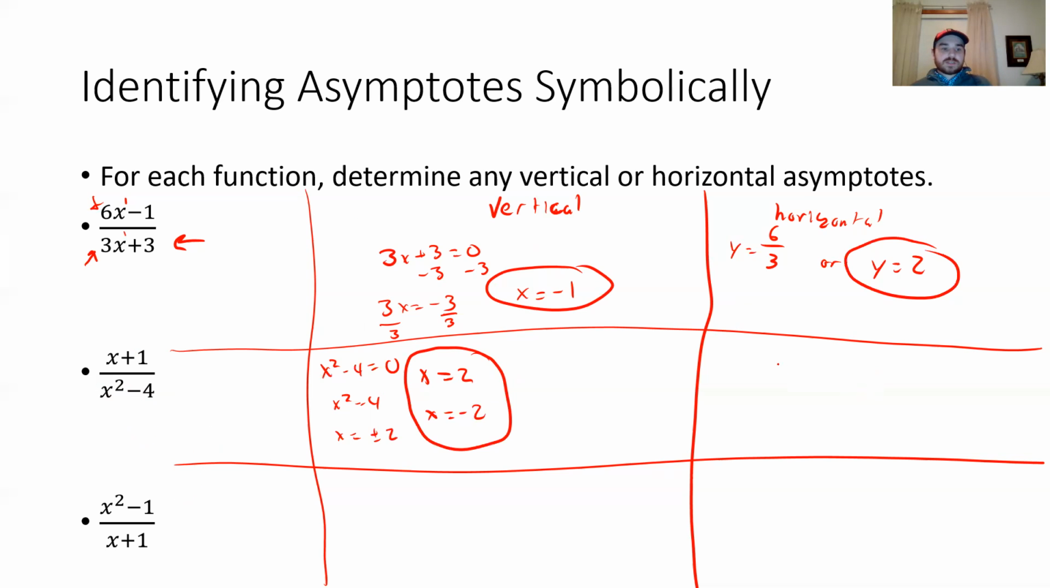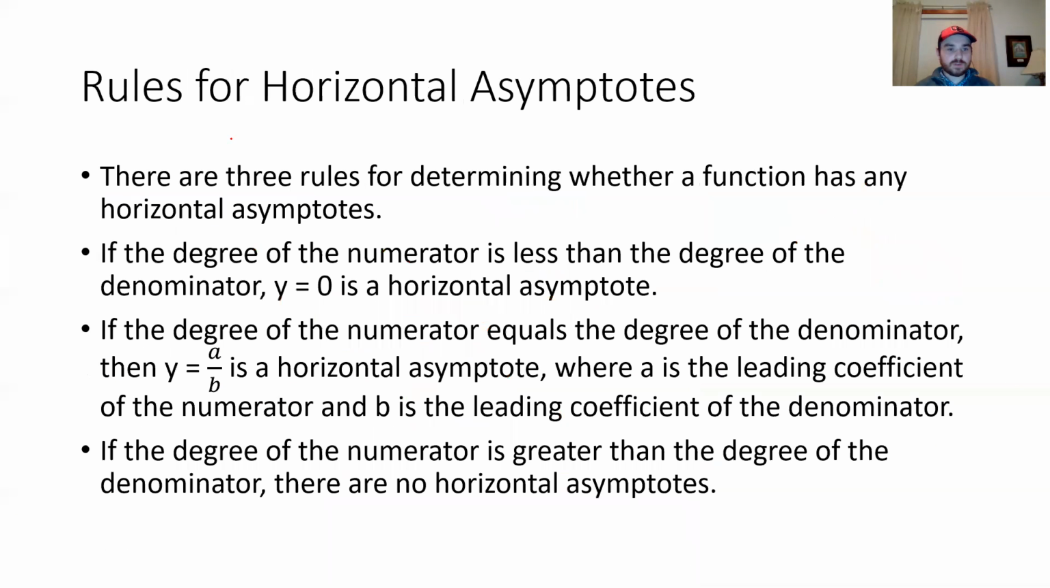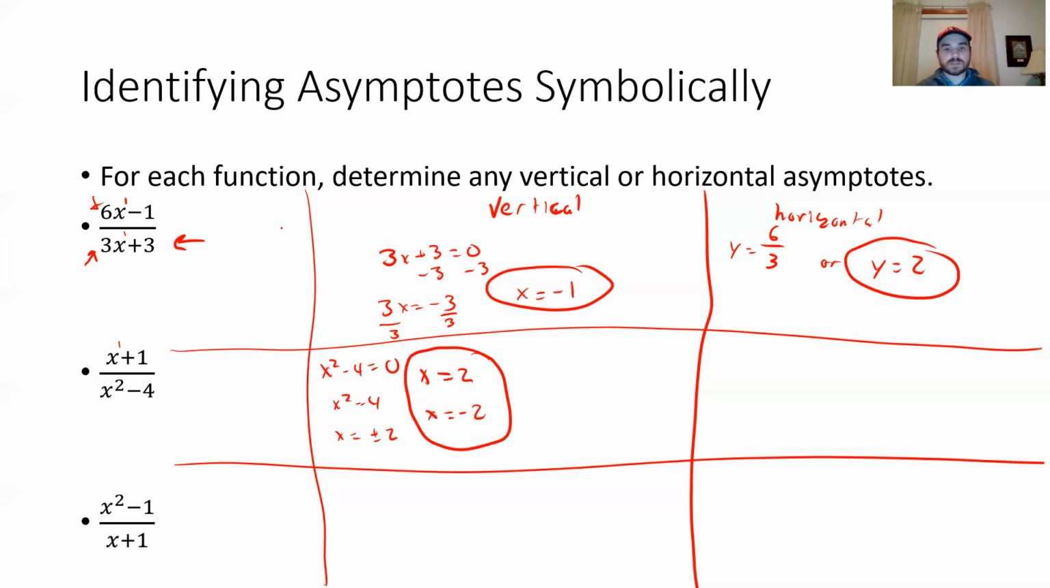All right, then horizontal. So we've got a numerator with a smaller degree. Our degree is 1 in the numerator. Our degree is 2 in the denominator. So we're going to use, I believe it's that first rule. If the degree of the numerator is less than the degree of the denominator, y equals 0 is a horizontal asymptote. So easy enough, y equals 0. So that one's done. So horizontal ones are pretty easy. You just got to follow the rules for them, but I know they can be kind of tricky as well.